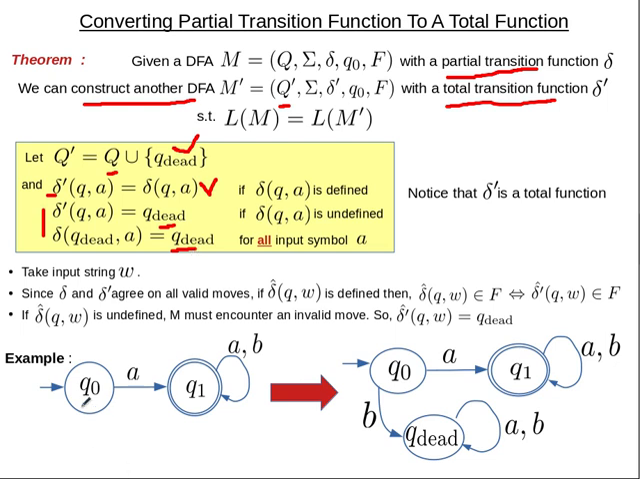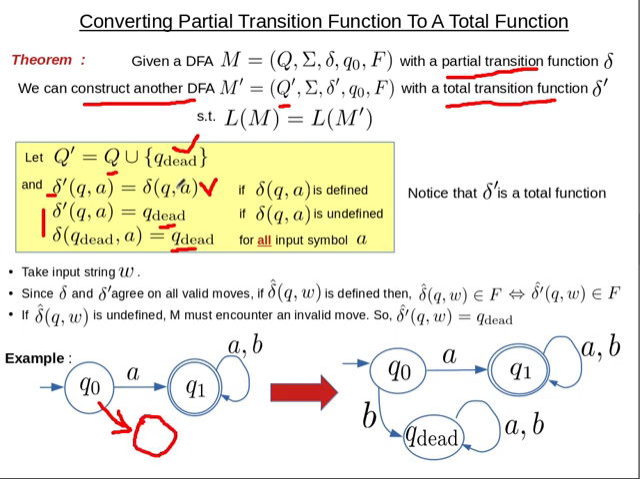So what will happen for this automaton? Here all the transitions are defined on A and B. But here this transition is not defined, so here we will make this transition and move to the dead state, right?